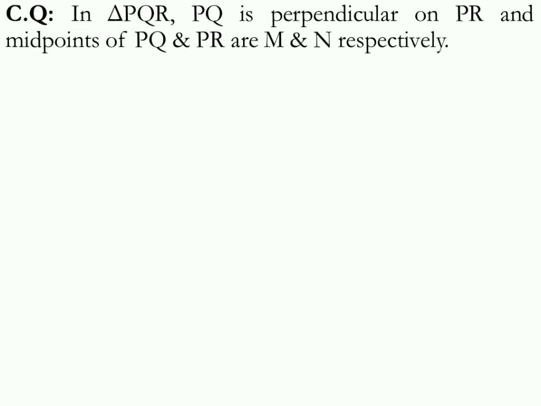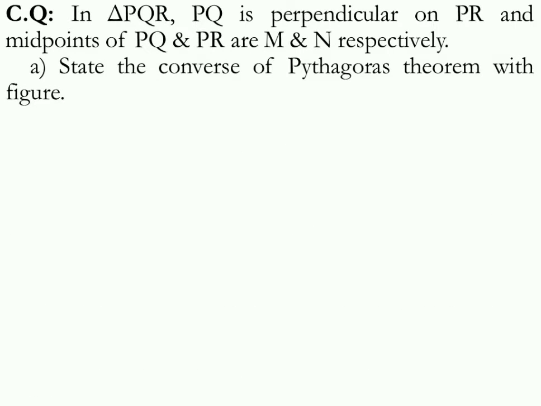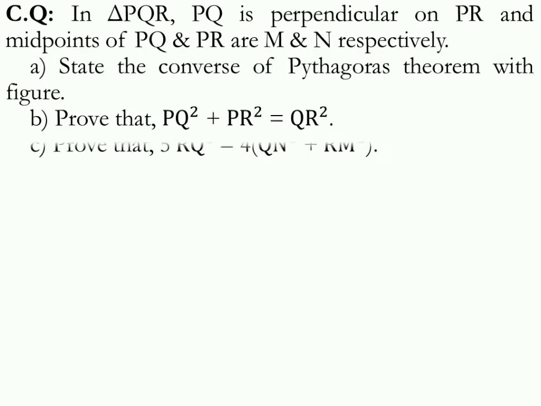Here is your CQ. In triangle PQR, PQ is perpendicular on PR, and midpoints of PQ and PR are M and N respectively. PQ is perpendicular on PR, that means angle P is 90 degrees. So let us see the questions. Number A, state the converse of Pythagoras theorem with figure. Number B, prove that PQ square plus PR square equal to QR square. And number C, prove that 5RQ square equal to 4 into QN square plus RM square.